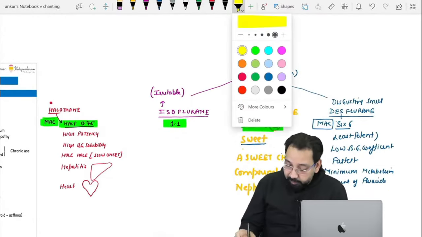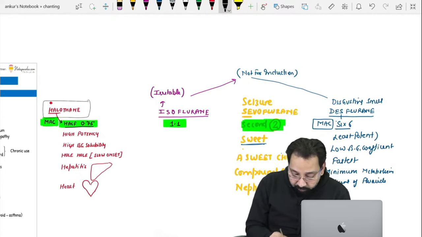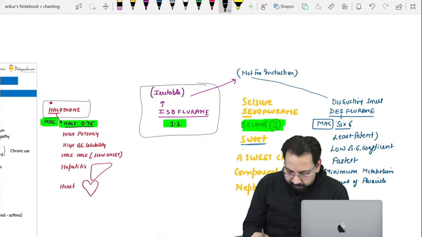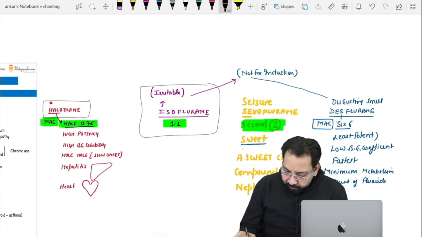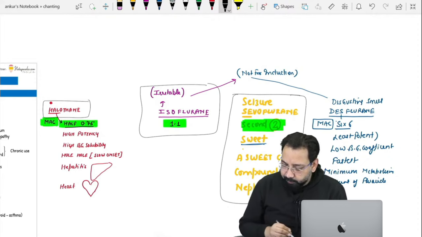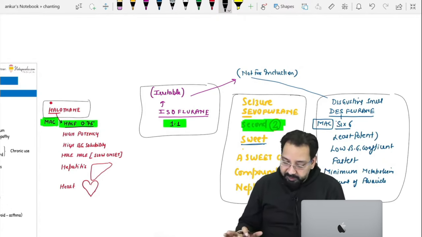I have taken the color of the vaporizer: red for halothane, purple for isoflurane, yellow for sevoflurane, blue for desflurane. And you can remember it easily. How you can remember, let me tell you.